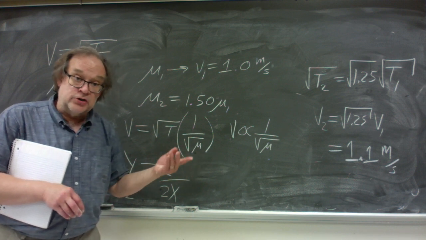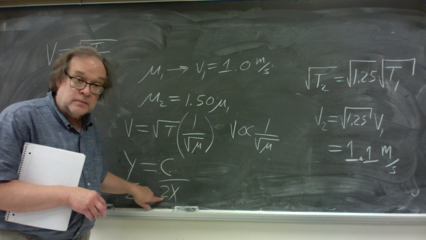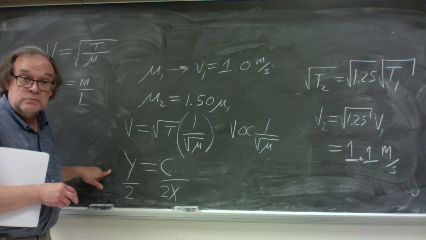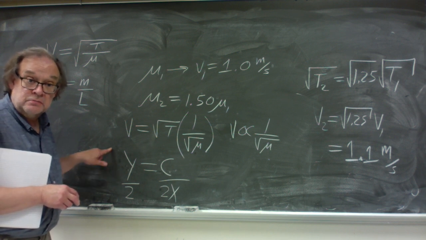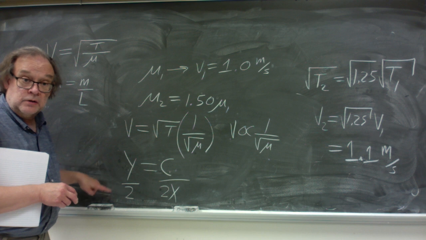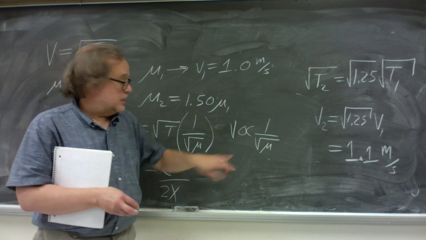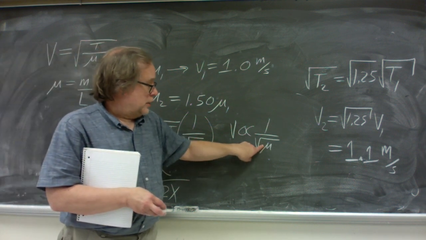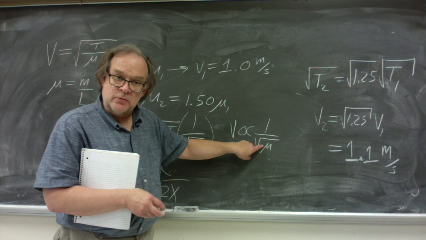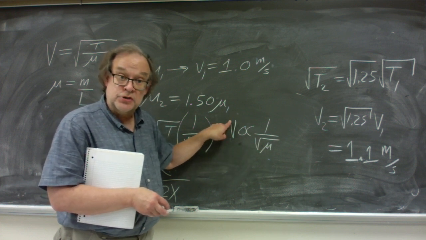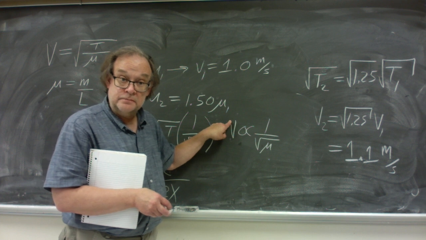When one variable changes by some factor, x changes by a factor of 2 here, the other variable, y, changes by the inverse. The new value here on the left-hand side is y times 1/2. So that's what we've got here. When square root of mu changes by some factor, wave speed will change by the inverse of that factor.